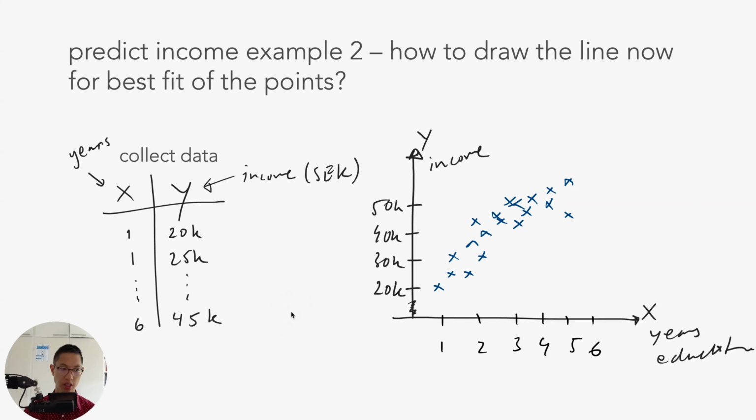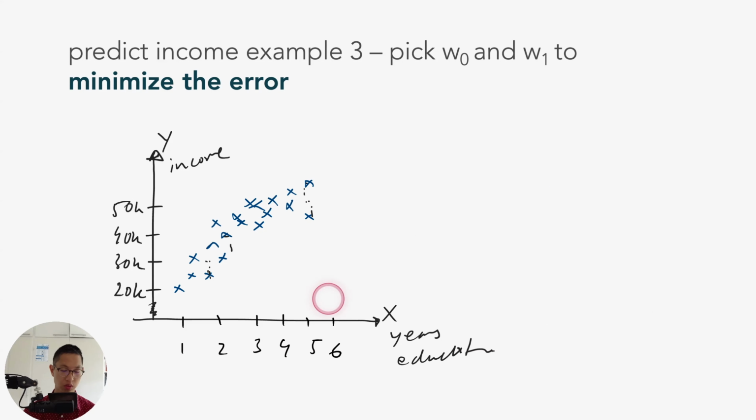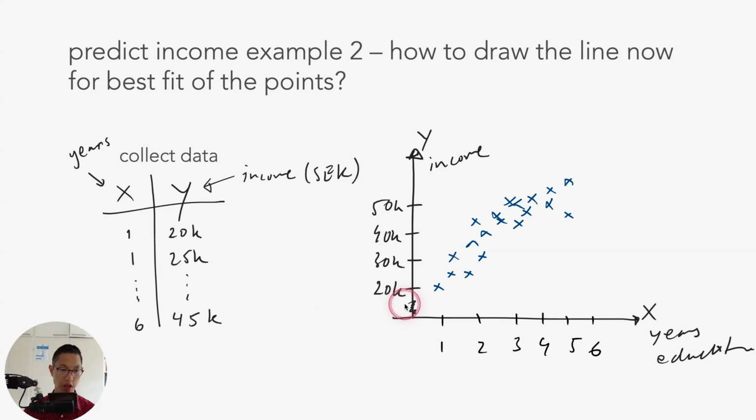How about this one? We predict income example. How to draw the line now for best fit of the points. Now we have a lot of points, and then we get a lot of points here. These are data values, each of the points. What do we do? Well, we need to find some kind of mean, some kind of average to draw the line.